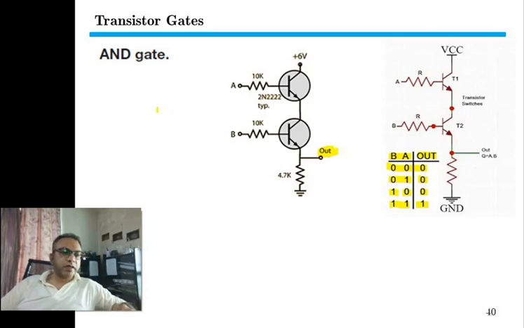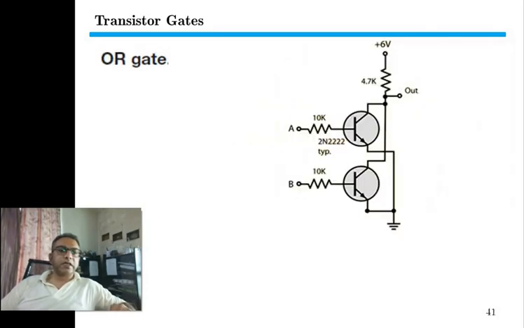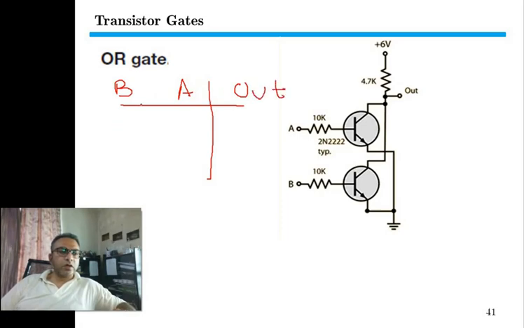This was one example. Now we come to the other example, that is how we can implement an OR gate using two transistors. So here is the OR gate, with A and B as the inputs and out as the output function. And we can draw the output truth table, with B, A and out. Now A and B can have only four possibilities.